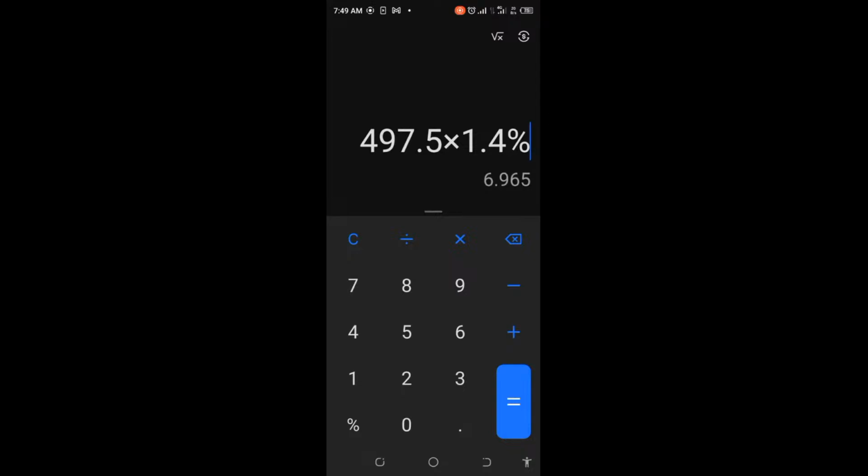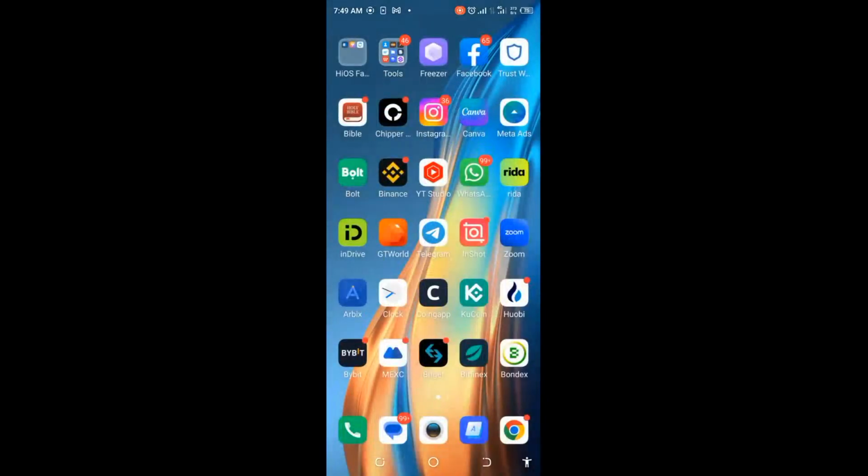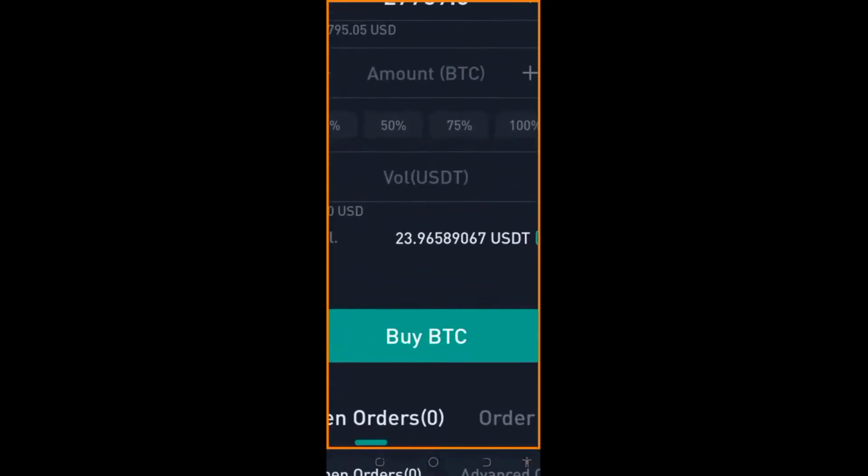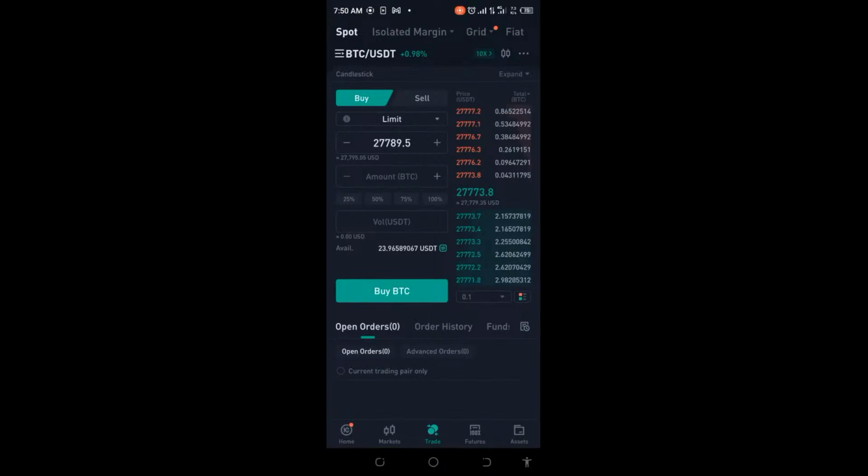So that's what I'm trying to bring out to you now. Of course, I'm intentionally showing you this with a smaller capital so that if we can make profit with this amount, obviously making profit with a bigger amount is guaranteed.